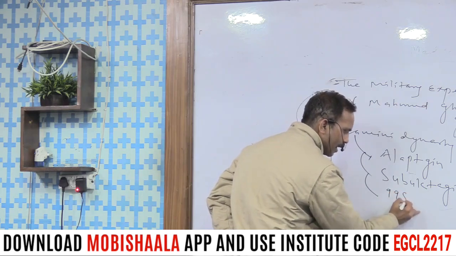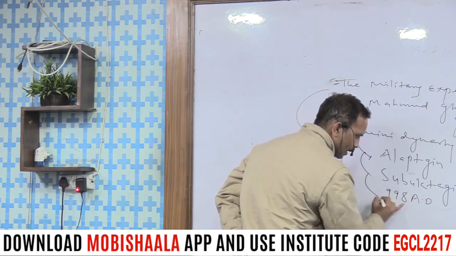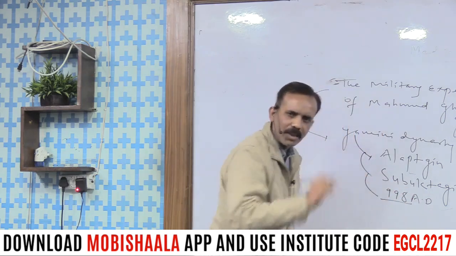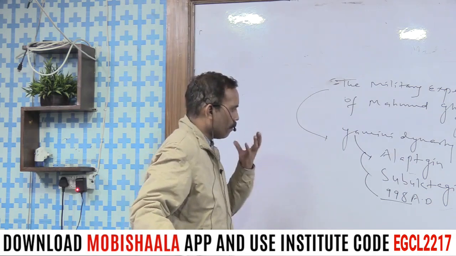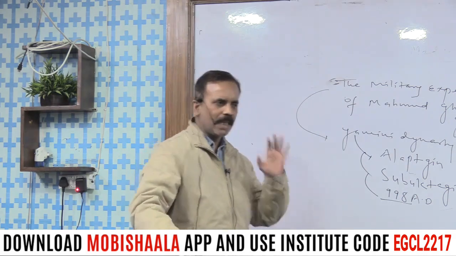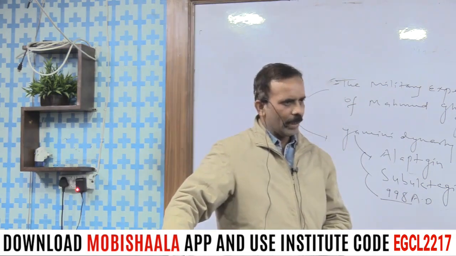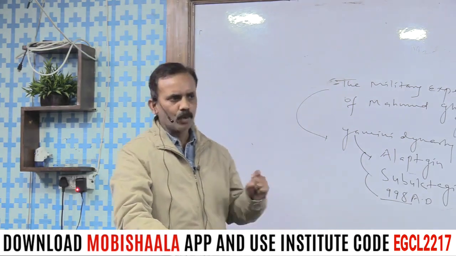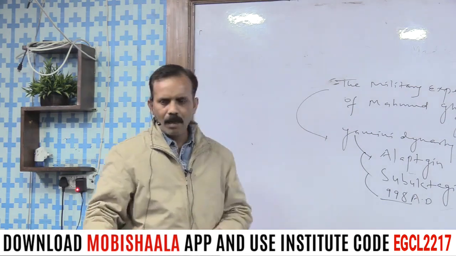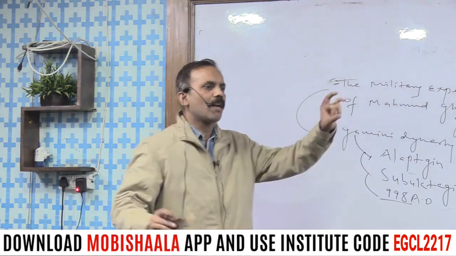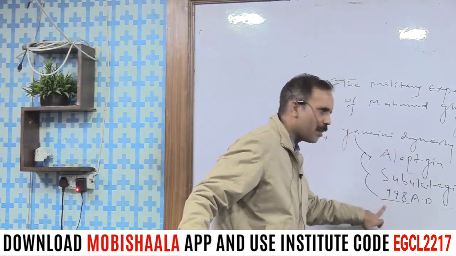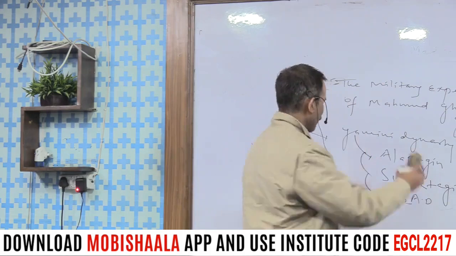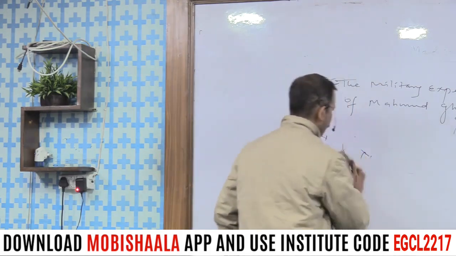In 998 AD, Mahmud Ghazni became a Sultan of Ghazni. Mahmud Ghazni became a Sultan of Ghazni in 998 AD. Okay? Next point.